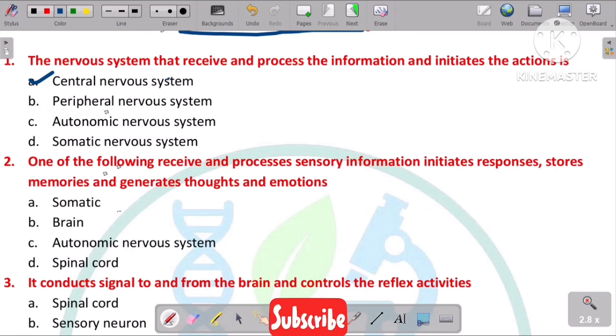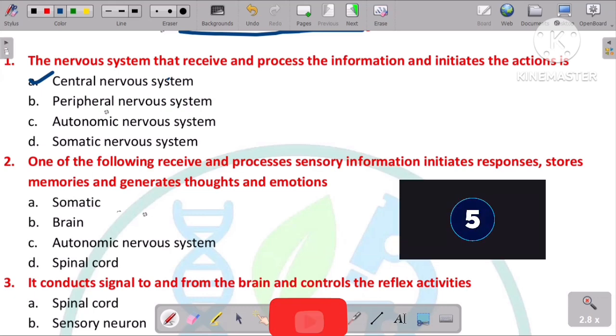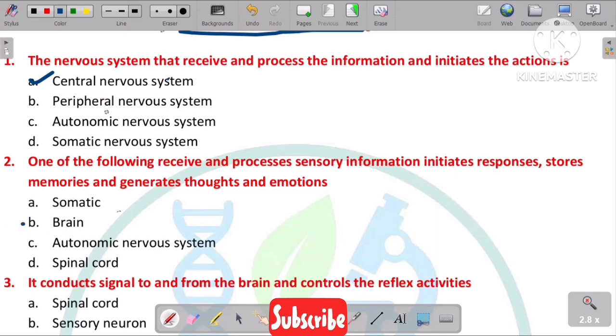So the next question is: which one of the following receives and processes sensory information, initiates responses, stores memories and generates thoughts and emotions? So the options are. So the right option is option B, brain.